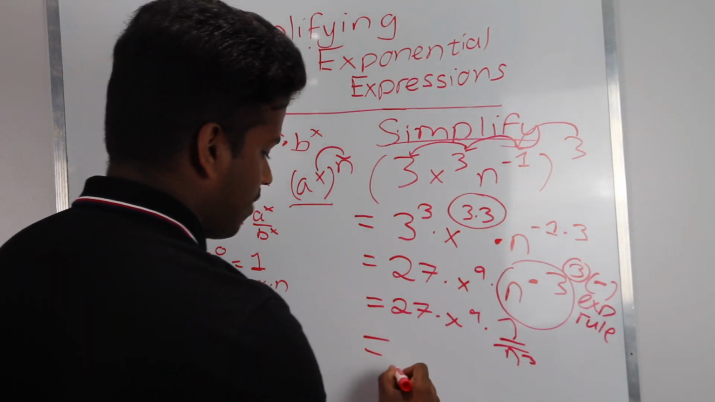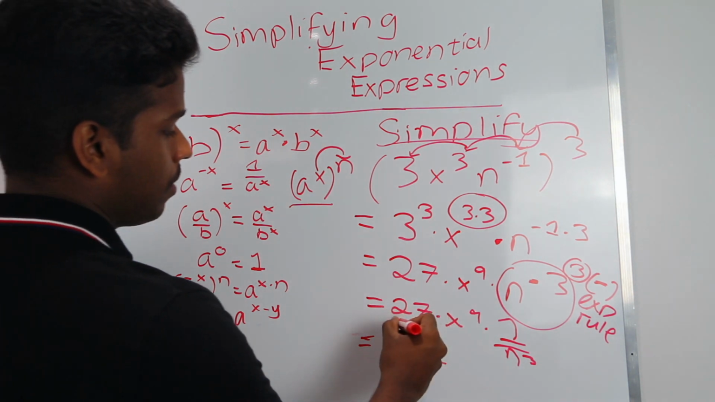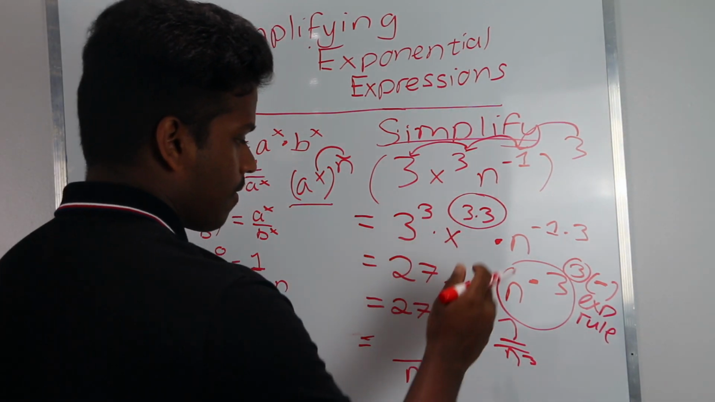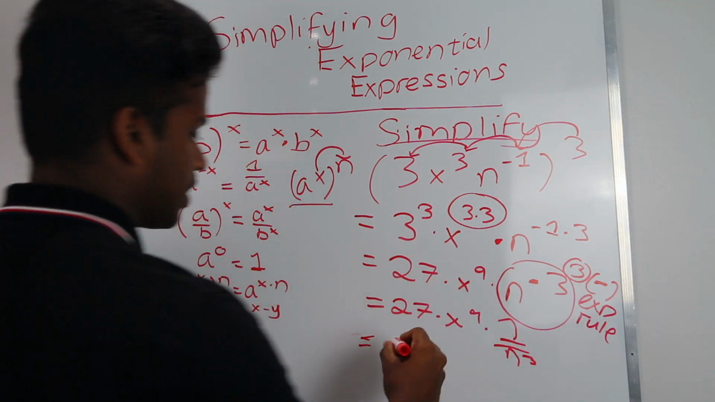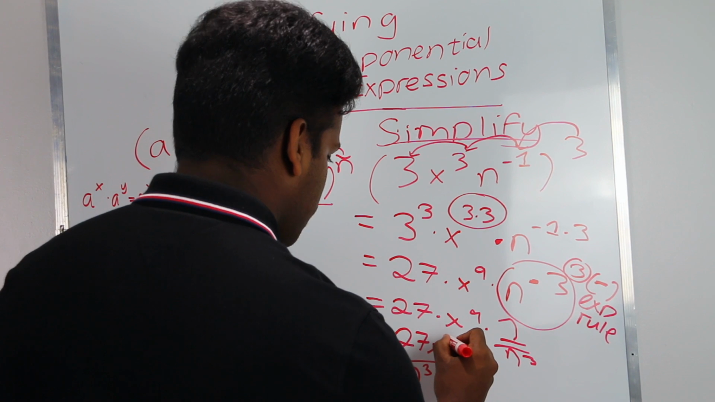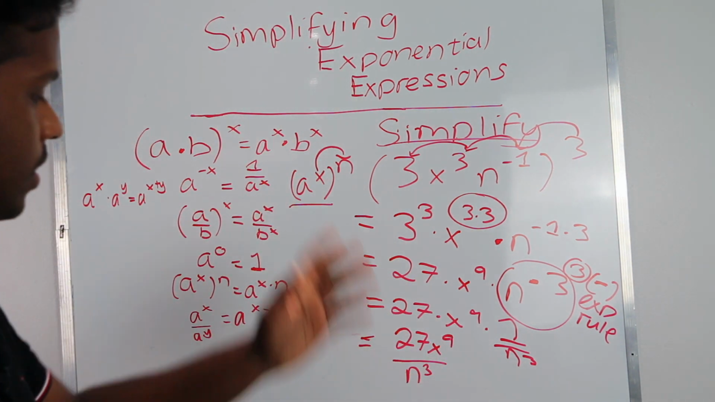So now we have something in the bottom, n to the power of 3. So 27 times x to the power of 9 times 1 over n cubed. 27 times 1 is 27, so we have 27 x to the power of 9 over n cubed. And that is how we solve this expression.